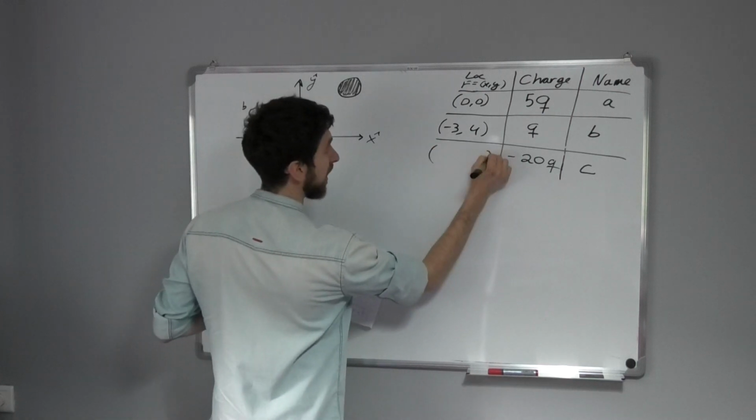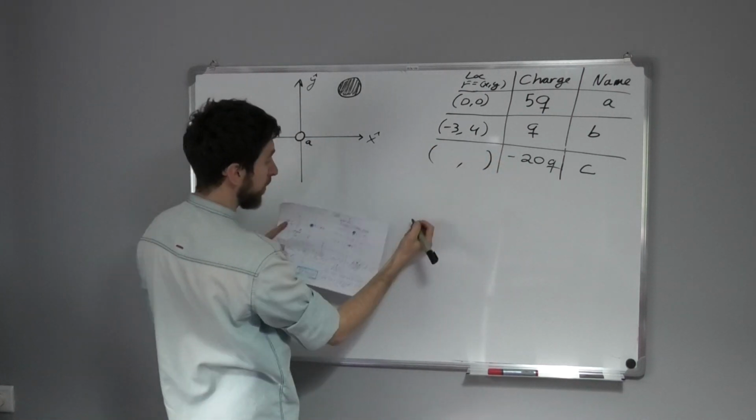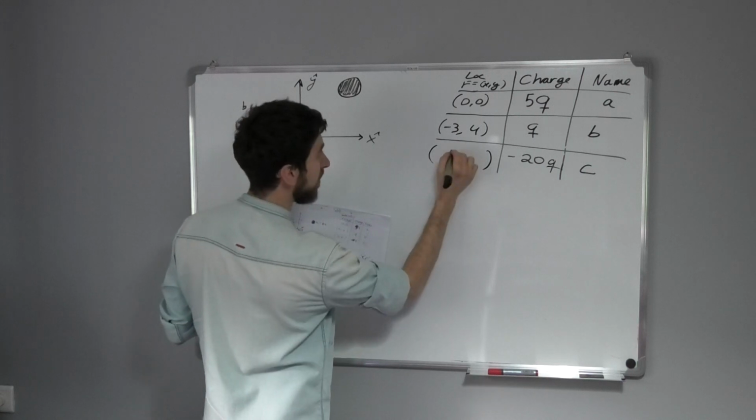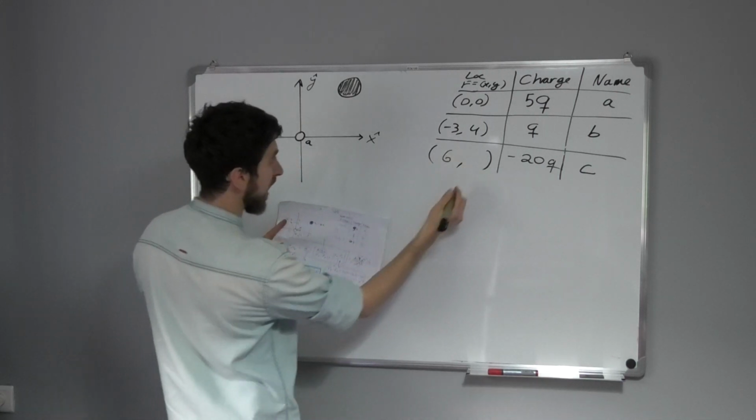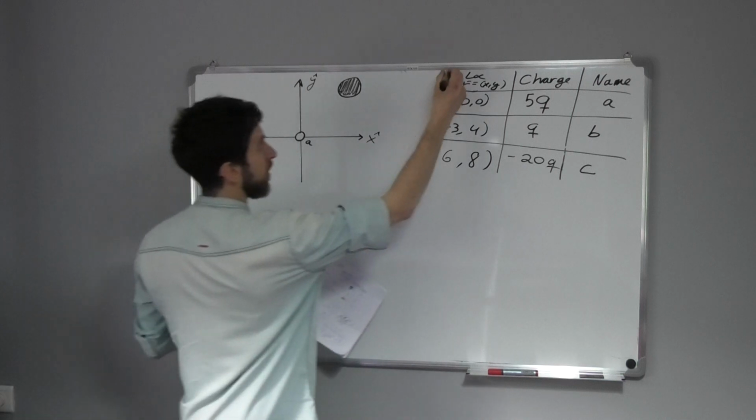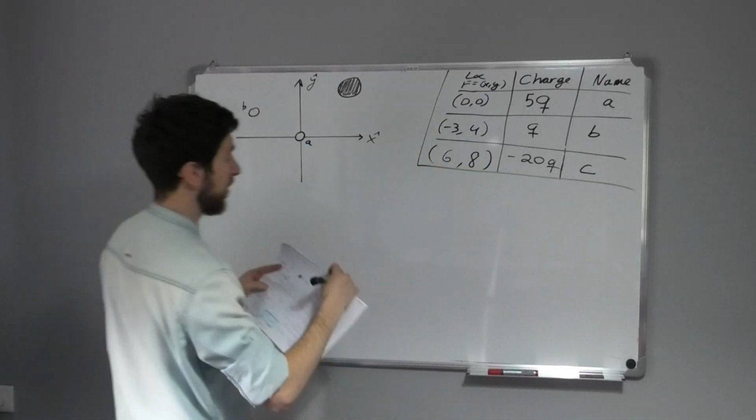And the last thing is the location, two positive values. So it's going to be 6 and 8. Perfect. So that's what we have. This is the given data.